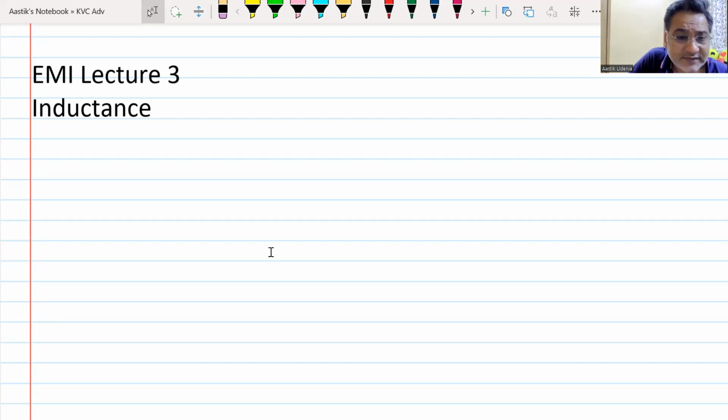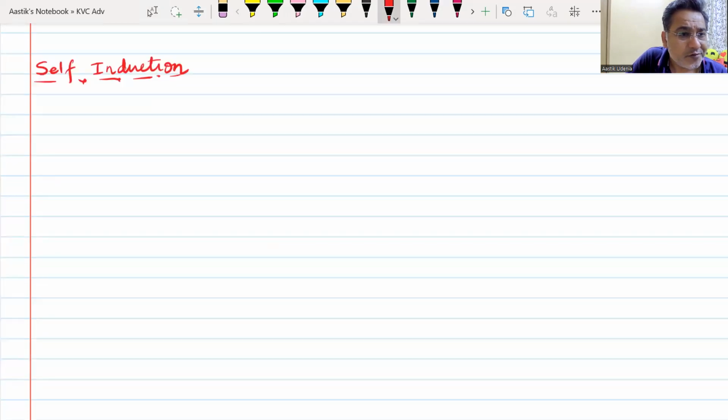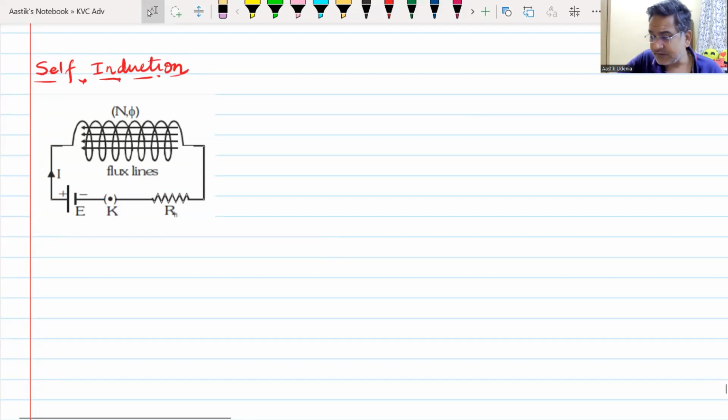Now, let us say that you have a coil, and now we will make the coil like this. We have a coil, as you can see. This is a coil. The number of turns in the coil are n, and the flux linked through any coil is phi. Do you see this? Yes, sir.